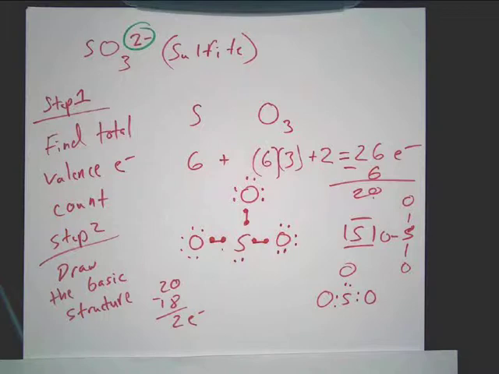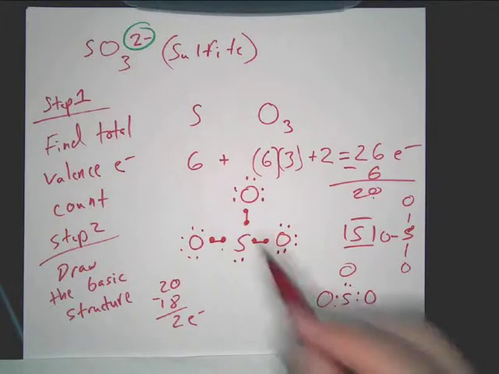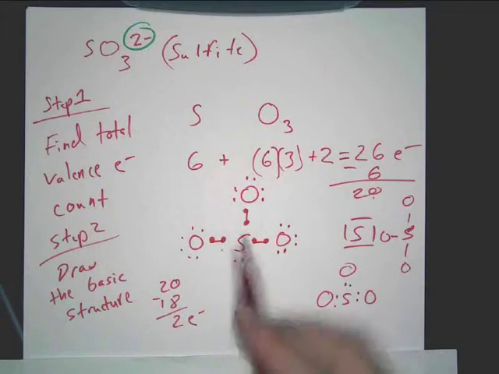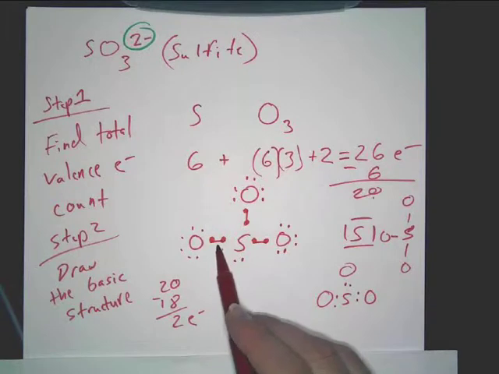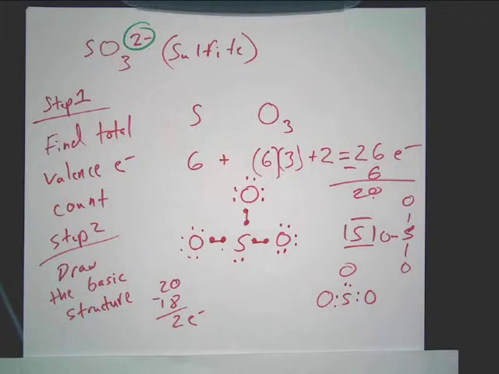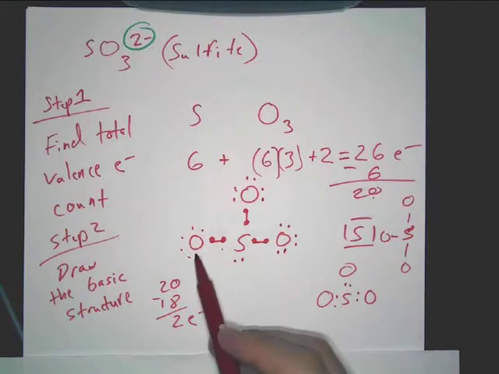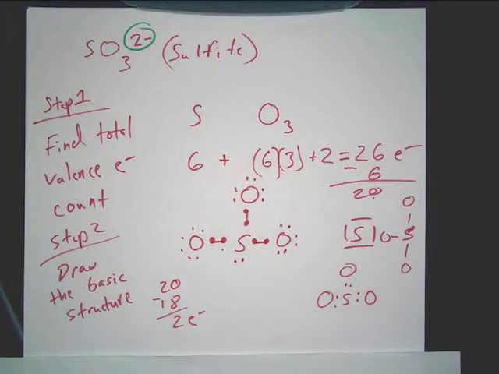Wait, how did the O's have 8 though? Because these 2, I know, but I thought they don't count. No, they do. They don't count when you're doing the 18 and you're putting it around. Yeah, but we're talking net overall. How many now total does this oxygen have? It's got 2, 4, 6, 8. So they're shared between the oxygen and the sulfur. Yes.